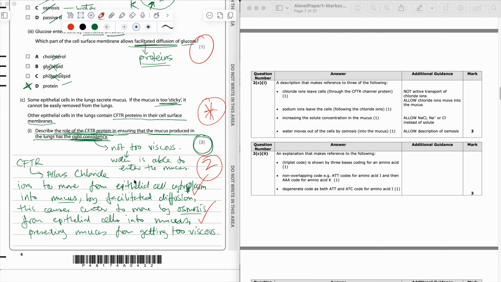Chloride ions leave. So I said chloride ions move from epithelial cell cytoplasm. I got the osmosis mark.